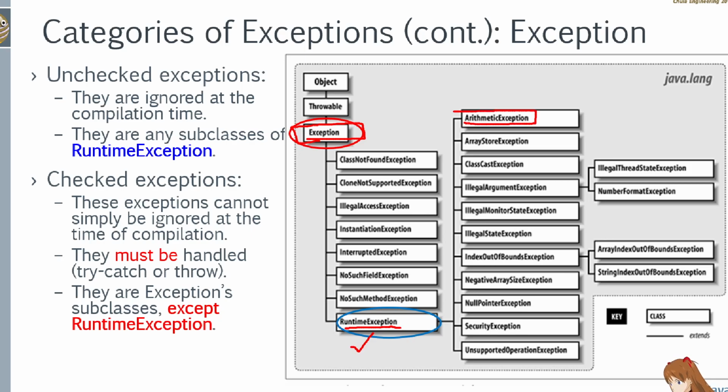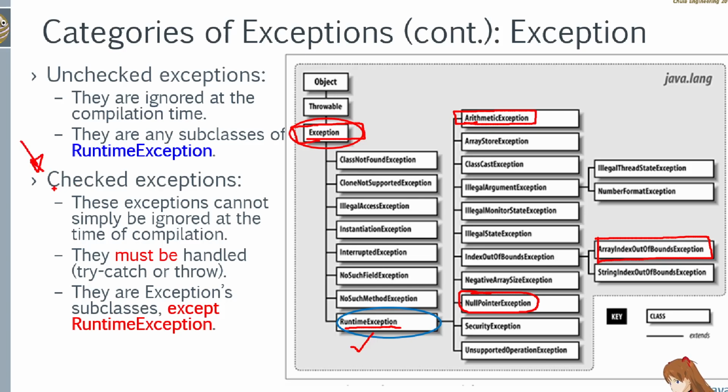The ones we have seen are ArithmeticException, IndexOutOfBoundsException, and the one that you probably encounter quite a lot is NullPointerException. You don't have to remember them all, but knowing some of them, like the ones I highlight here, are useful. So these are unchecked exceptions.